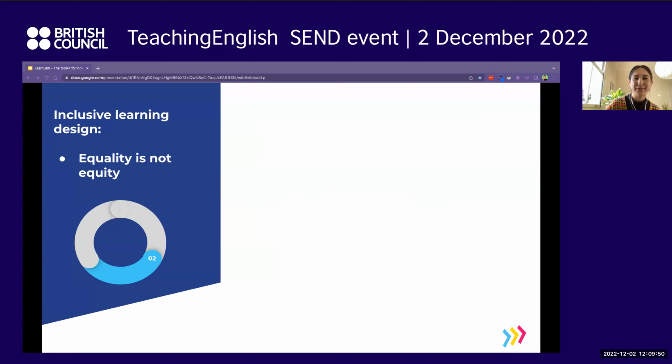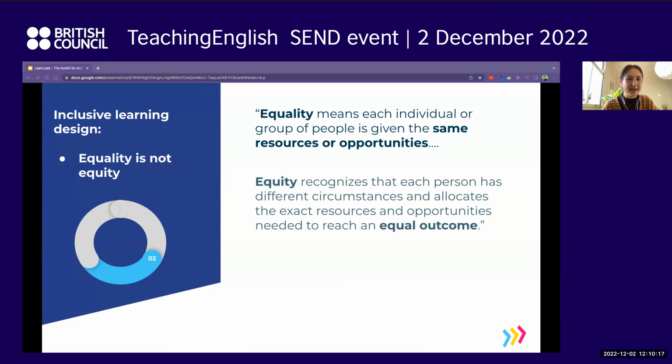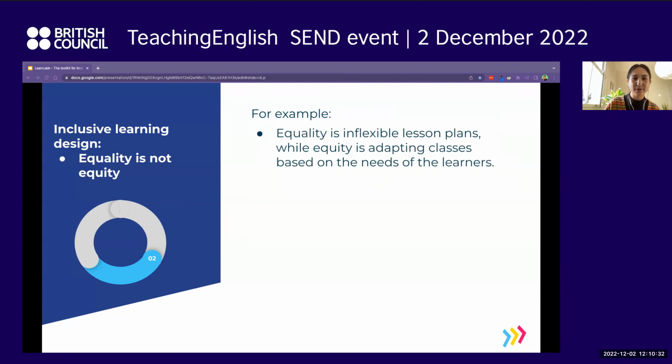We also heard Marie talking about this earlier, and she shared a visual of the distribution of the three boxes behind the barrier, and talked about learners being left behind in this equal environment. So we have the same principle here, where we believe that equality is not equity. Equality means each individual or group of people is given the same resources or opportunities. And equity recognizes that each person has different circumstances and allocates the exact resources and opportunities needed to reach an equal outcome.